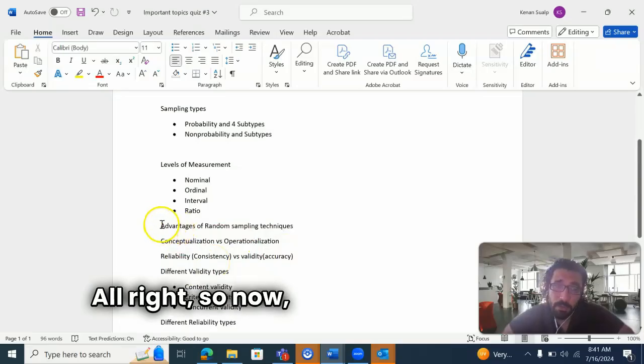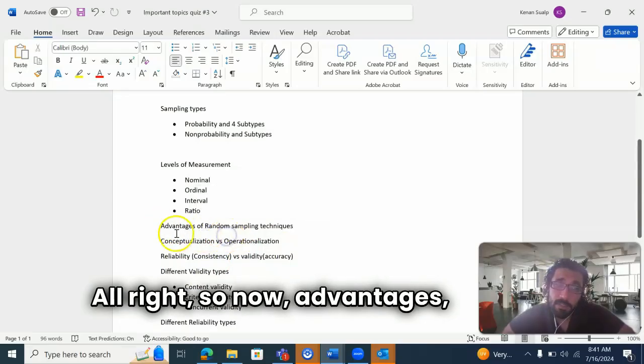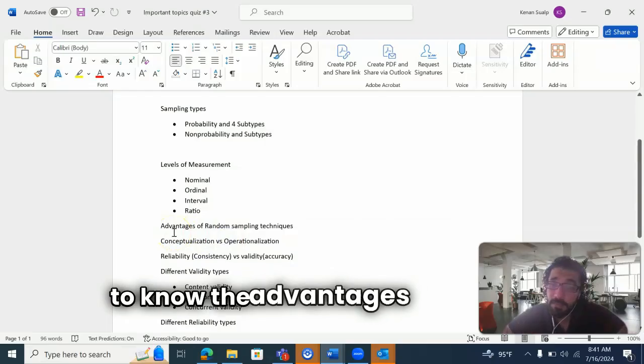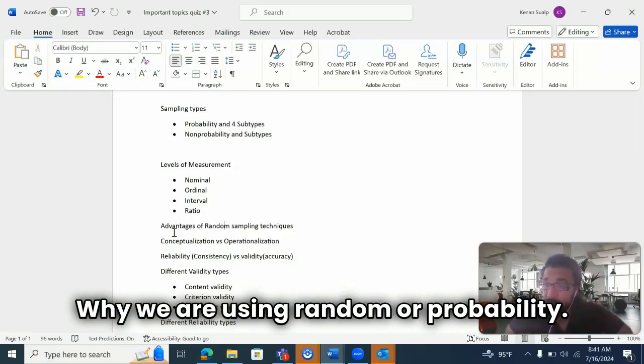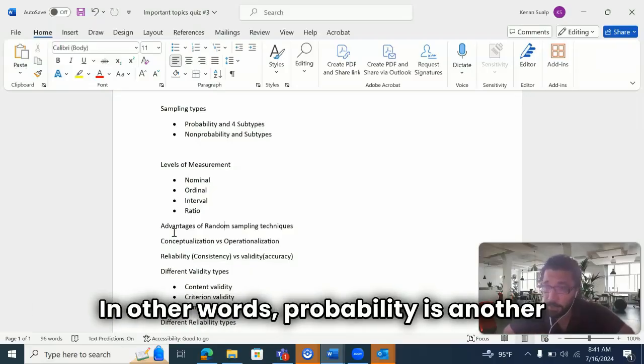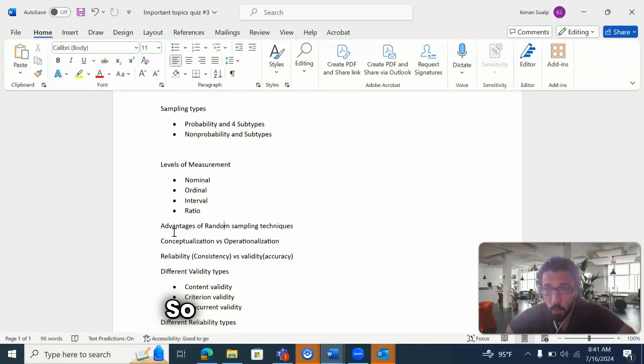All right, so now advantages, and you need to know the advantages of random sampling techniques. Why are we using random or probability, in other words? Probability is another word for random sampling techniques. So why are we using that? Why are we randomly choosing our sample? What is the benefit of this? So make some readings about that.